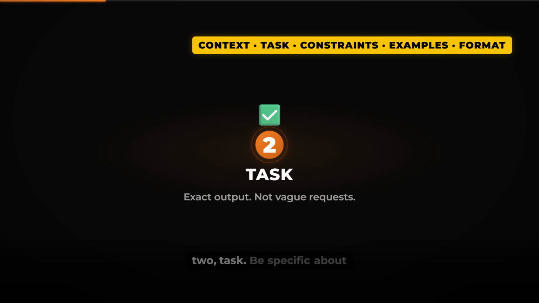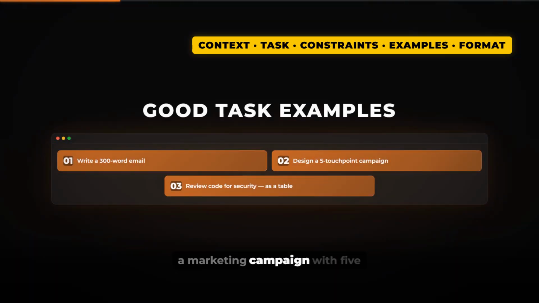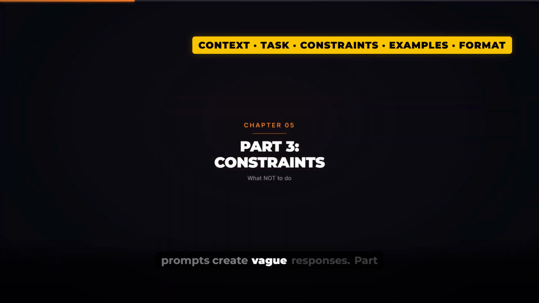Part 2: Task. Be specific about exactly what you want Claude to produce, not a vague request, a clear output. Write a 300-word email. Design a marketing campaign with 5 touchpoints. Review this code for security issues and list each one in a table. The more precise the task, the better the output. Vague prompts create vague responses.